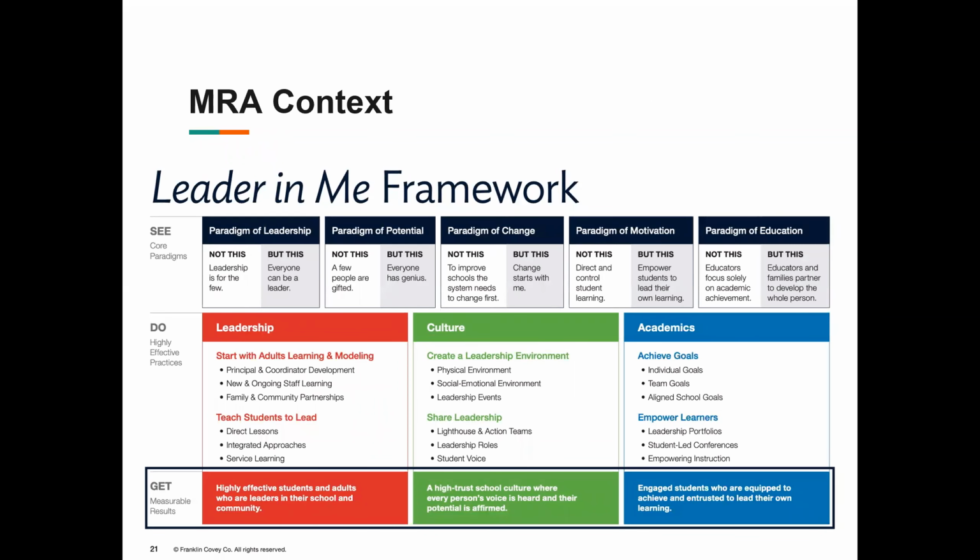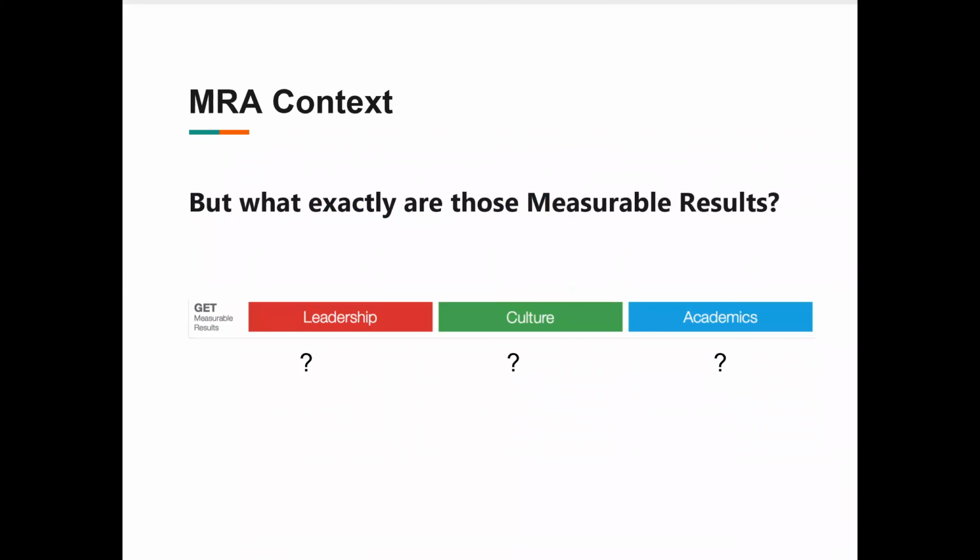Let's take a look at our Leader in Me framework, which we know is built around the see, do, get cycle. So if we look at the get part of the framework, we are looking for specific measurable results or outcomes. The question is, what exactly are those measurable results?